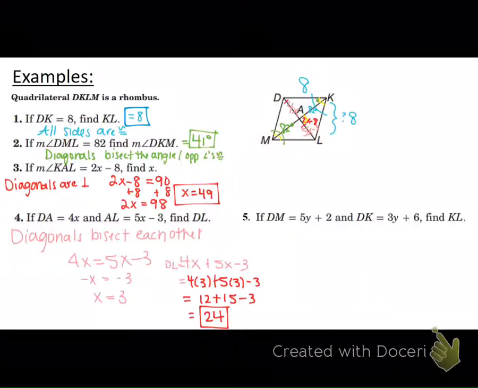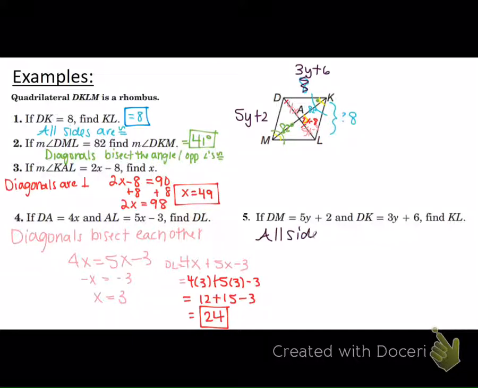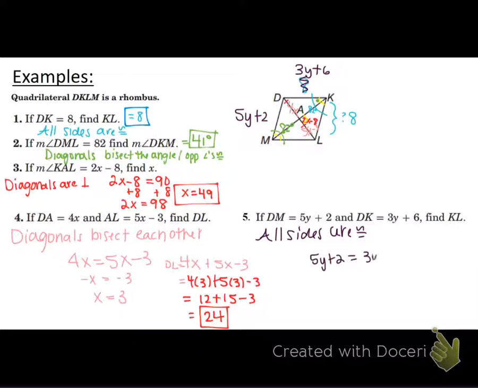Okay, finally, DM is 5y plus 2, and DK is not 8 anymore. It is 3y plus 6, and what do you know, Greg? They're congruent. All sides are congruent. So 5y plus 2 equals 3y plus 6. It's 2y.